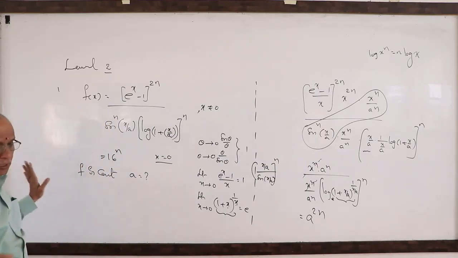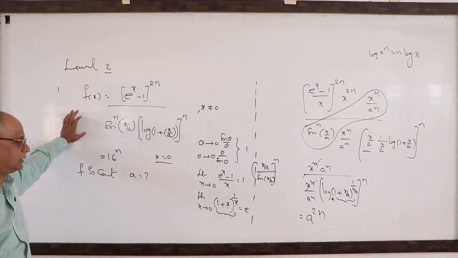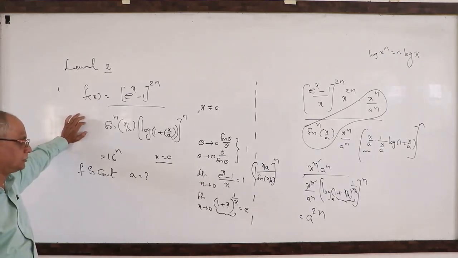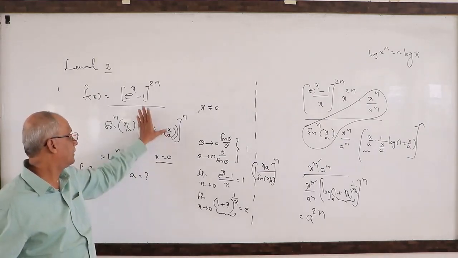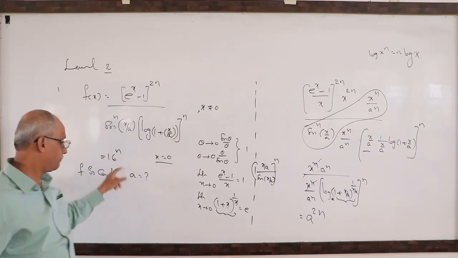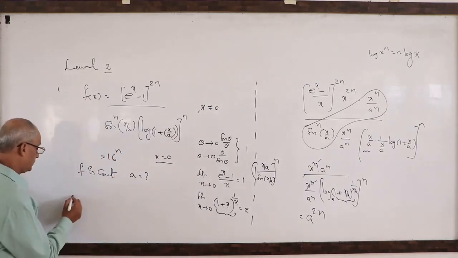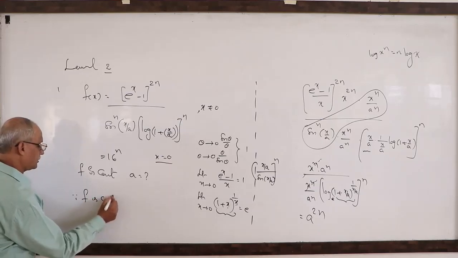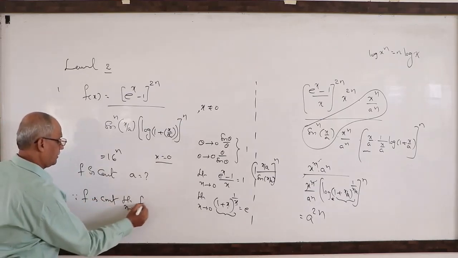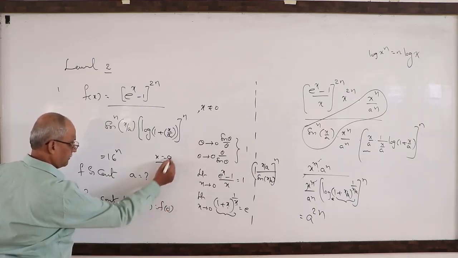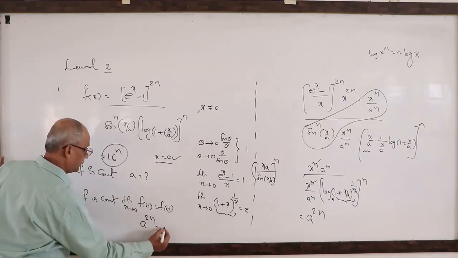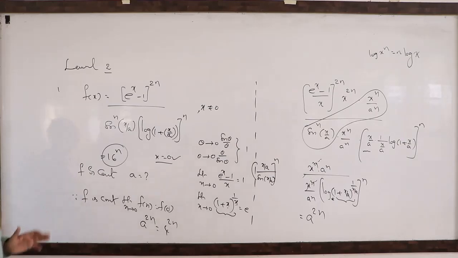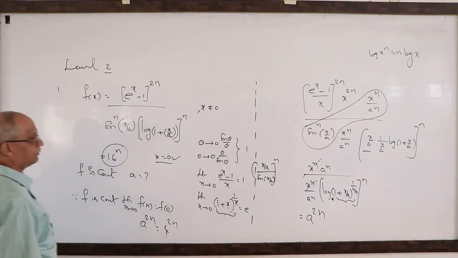Adjustment only. It is not that we are doing any calculations or solutions. How you will adjust into standard forms? Finally you got limit value of this function a power 2n. Since f is continuous, the limit as x tends to 0 of f of x must be f of 0. What is f of 0 value? 16 power n. So a power 2n is equal to 4 power 2n. 16 means, now it is clear. What is a value? 4.